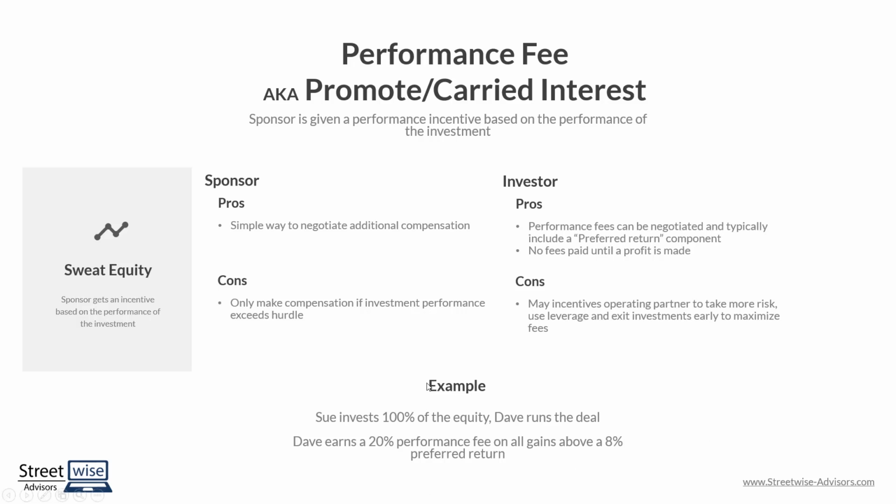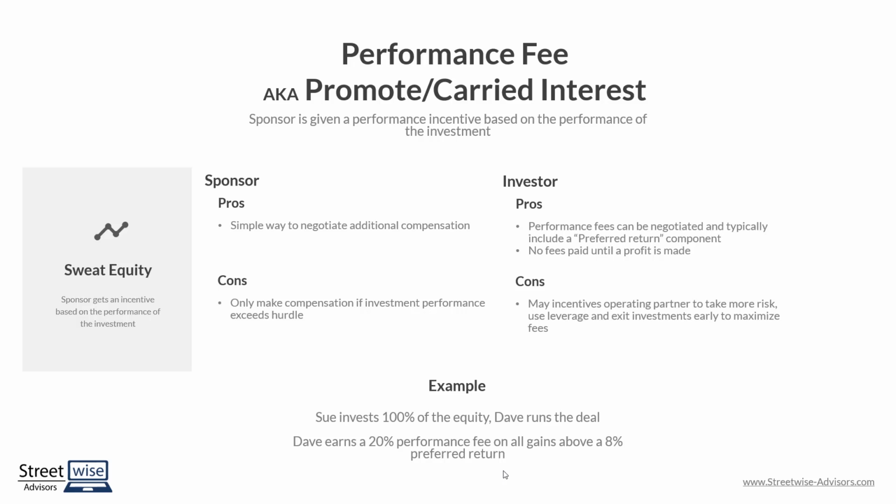So in today's example, we have Sue invest 100% of the equity and Dave runs the deal. Dave earns a 20% performance fee on all gains above an 8% preferred return. The reason why it's called preferred is because it is not subject to any performance fees until after it is met. So before an 8% return, there's no fees charged.